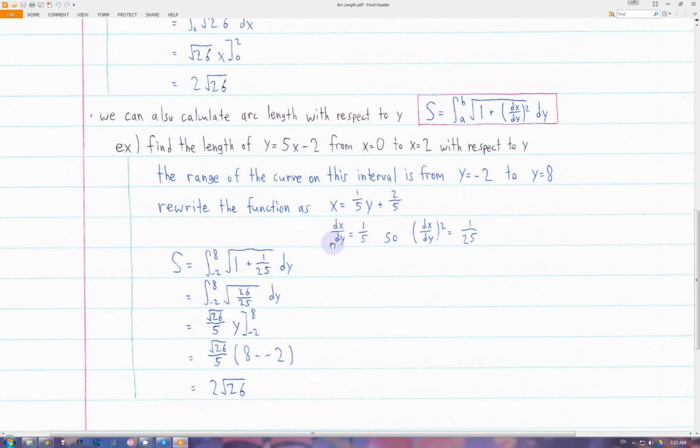So plugging these into the formula for the arc length with respect to y, we can solve the integral, and as you can see, we get the exact same answer. So it doesn't matter if you integrate with respect to x or y, you just do whichever one is easier.